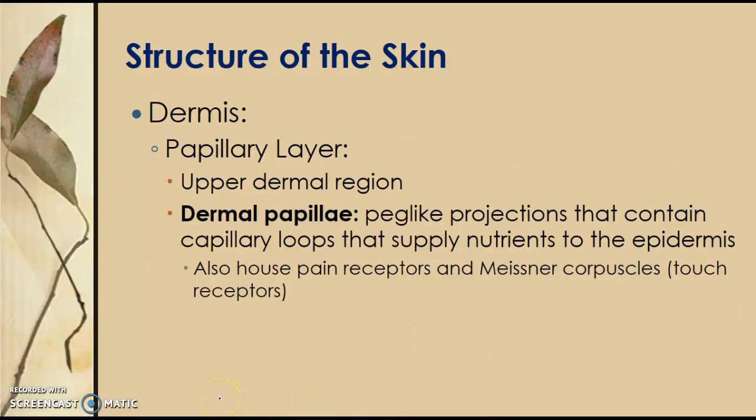So the papillary layer, we're talking about the most superficial layer of the dermis here, contains something called dermal papillae. And these are little projections, so little kind of loops sticking out that have capillaries in them. And this is how your epidermis is receiving nutrients, from these little projections coming up and supplying it with blood, which therefore is your nutrients. We also see that we have pain receptors and touch receptors called Meissner corpuscles in this layer.